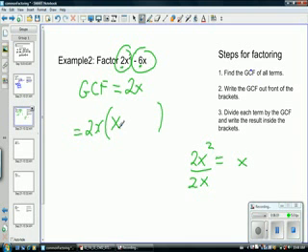So that leaves us with x in this spot, and then we'll do minus 6x divided by 2x. Minus 6 divided by 2 is going to be minus 3, and x divided by x is just 1. So this is going to be minus 3. And again, you can do your check to expand that. 2x times x is 2x squared, and then 2x times minus 3 is minus 6x. So that's going to check out.